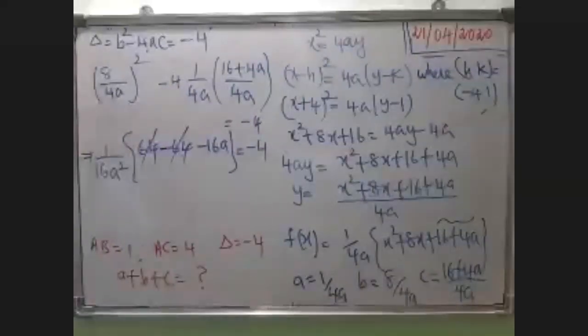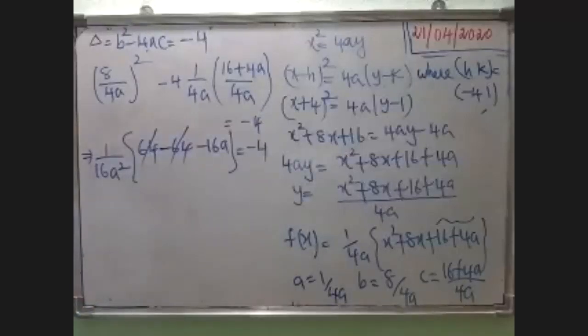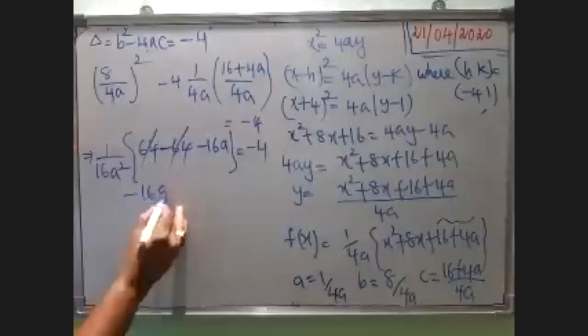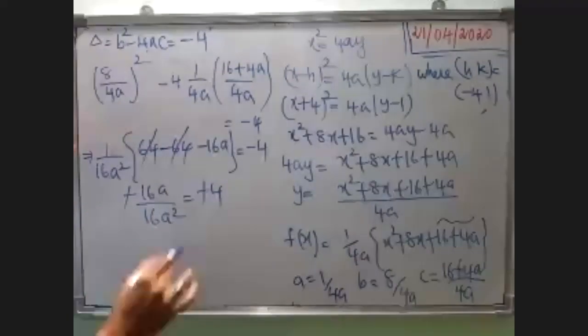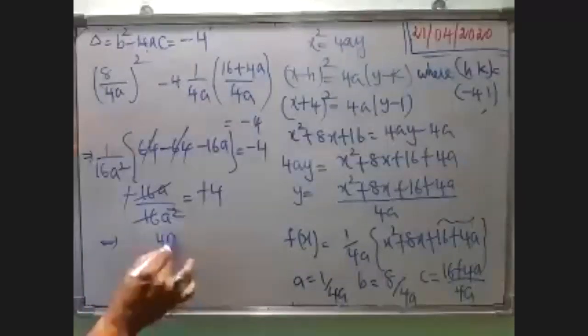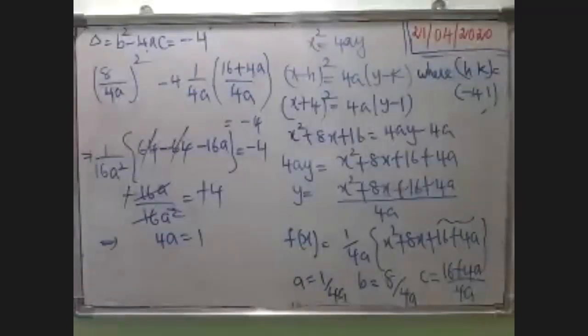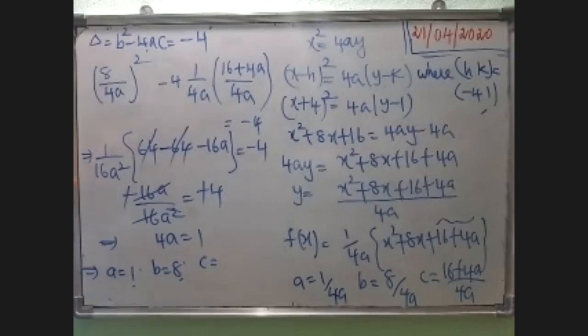So what I get actually is minus 16a by 16a square equal to minus 4. Minus 1 gets cancelled, 16a also gets cancelled. What I'm getting after cross multiplication is that the 4a value is 1. If the 4a value is 1, then a equal to 1, b equal to 8, c equal to 16 plus 1, that is 17 by 1. The c value is 17. So I got the values of a, b and c.